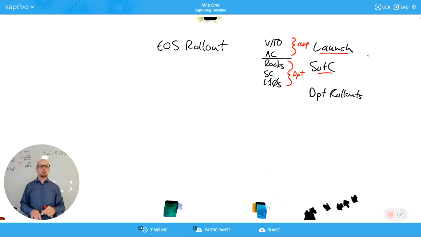The launch would be a little bit longer because you've got to really explain what this EOS thing is and how it fits together. So when you're doing the launch, there are a couple of things you need to cover. One is just what is EOS.